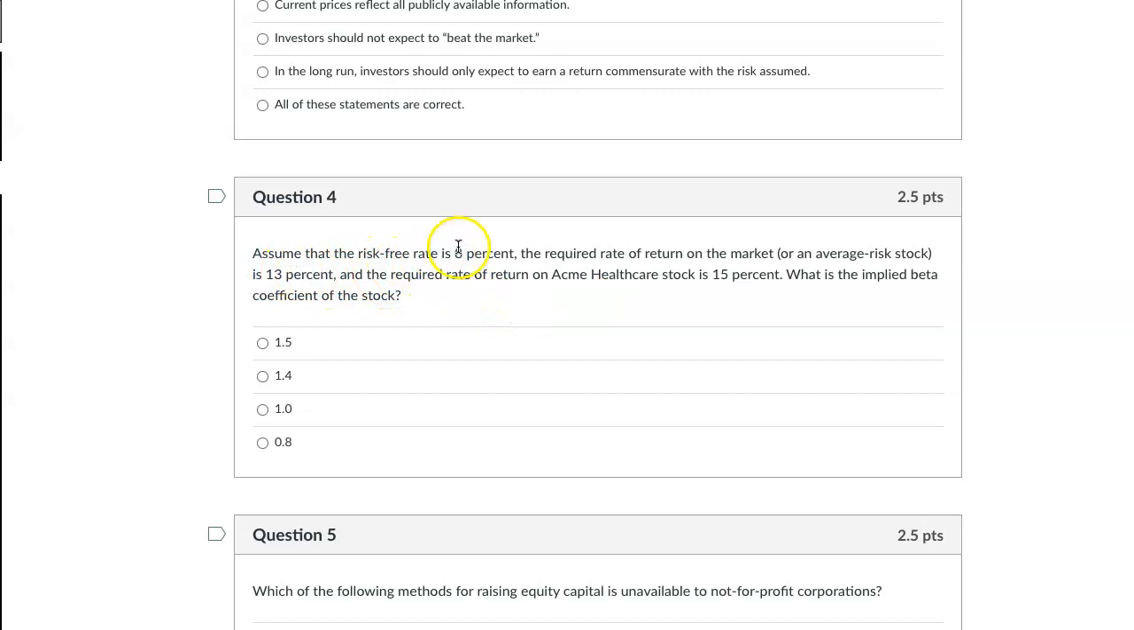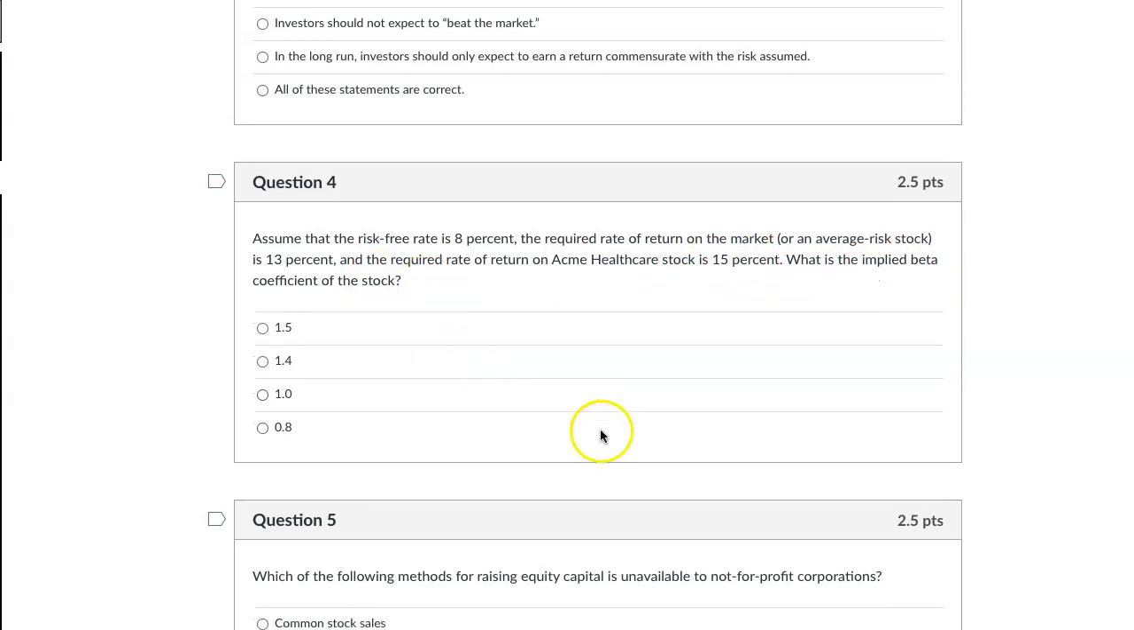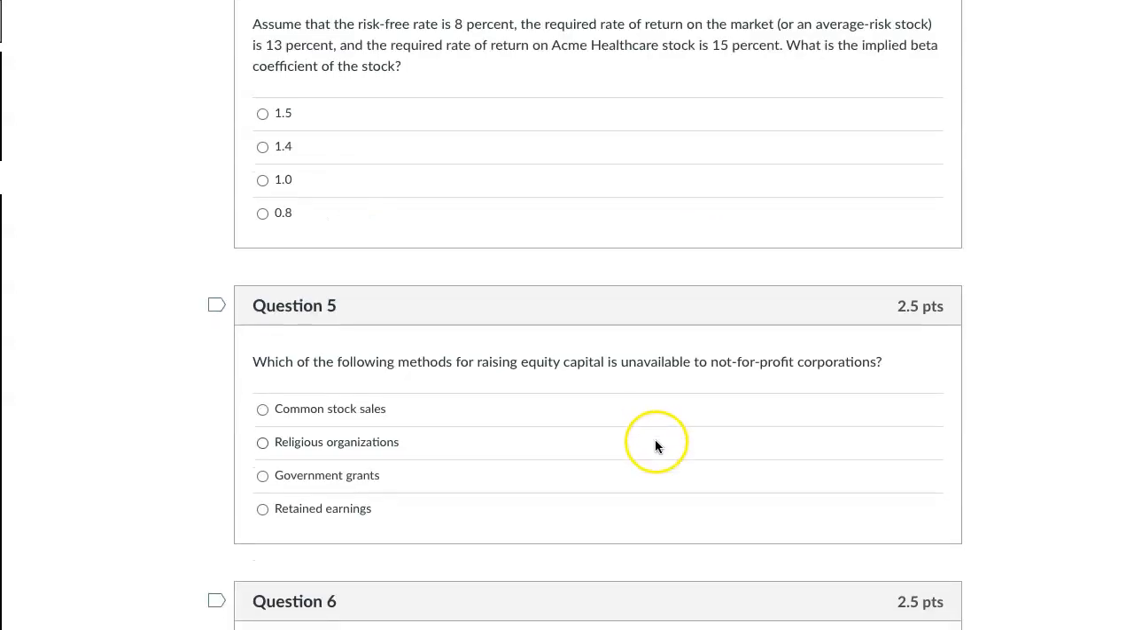Number 4, assume the risk-free rate is 8% and the required rate of return on the market, or an average risk stock, is 13%, and the required rate of return on Acme healthcare stock is 15%. What is the implied beta coefficient? So we've got a beta coefficient question. Number 5.